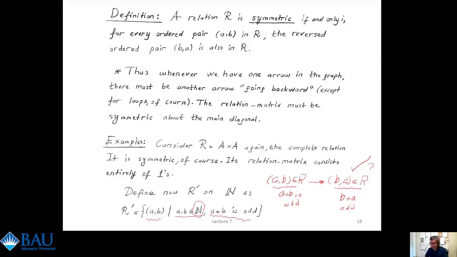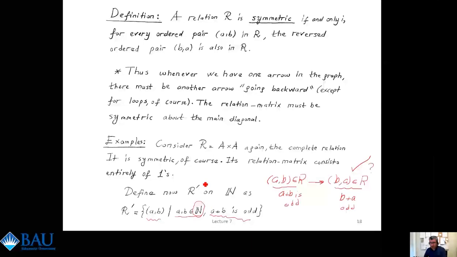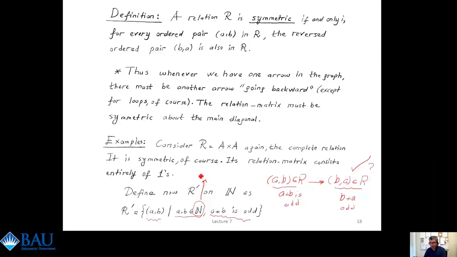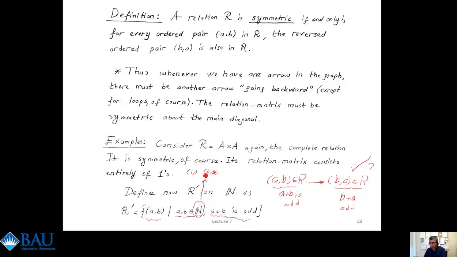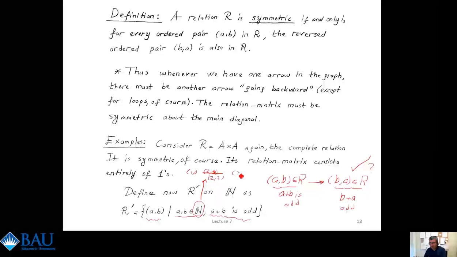Okay, let us talk about the reflexive. Come to the natural number and think about it. Do we have a 1, 1? Do we have a 2, 2? Do we have a 3, 3? Do we have a 4, 4? All of them. Sorry, 2, 2. Oh, it's a 2, 2. 3, 3. 4, 4. And so on.